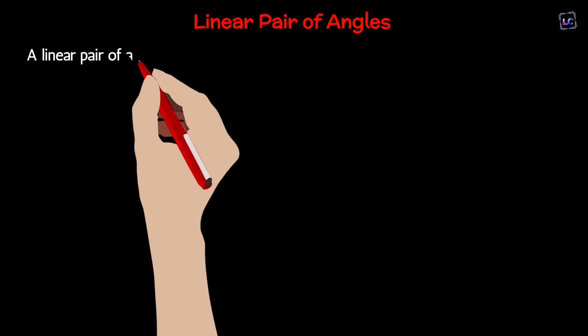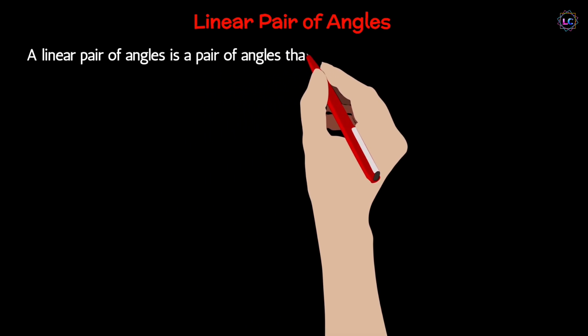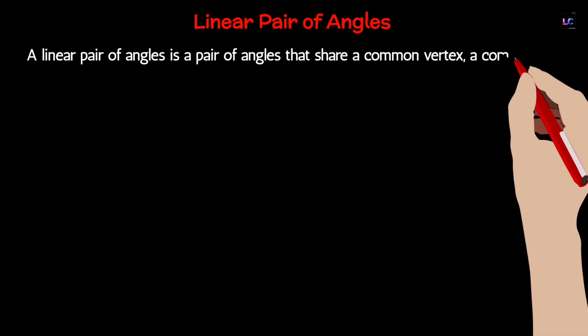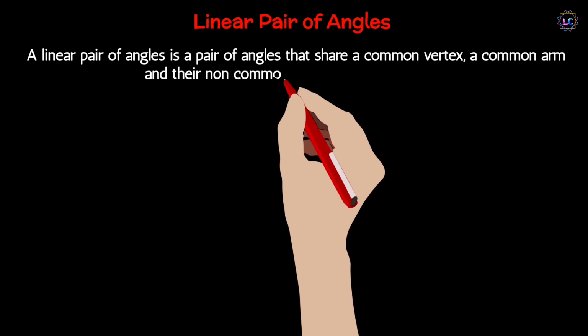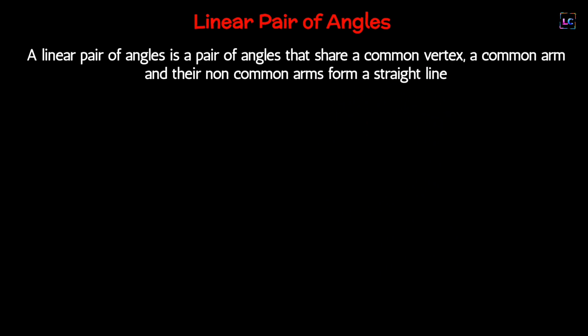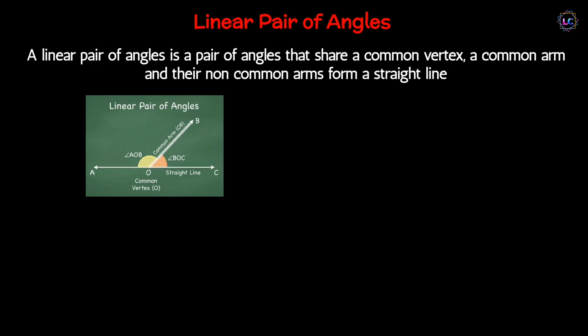A linear pair of angles is a pair of angles that share a common vertex and a common arm, and their non-common arms form a straight line. Let's understand this with the help of a diagram.